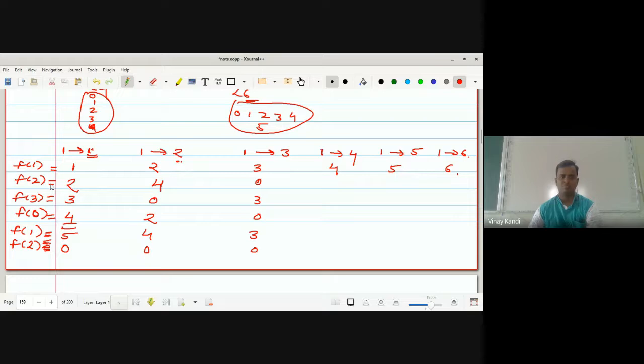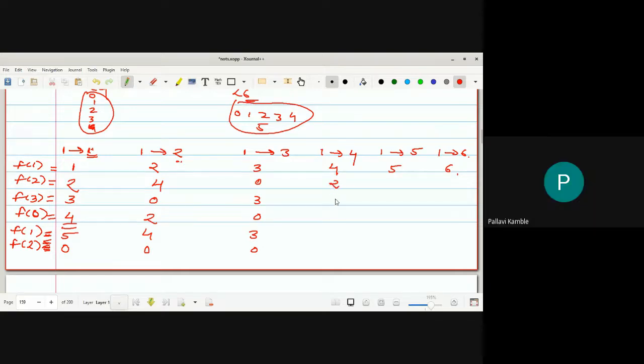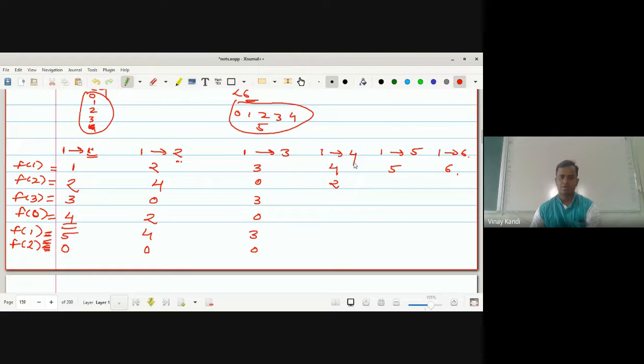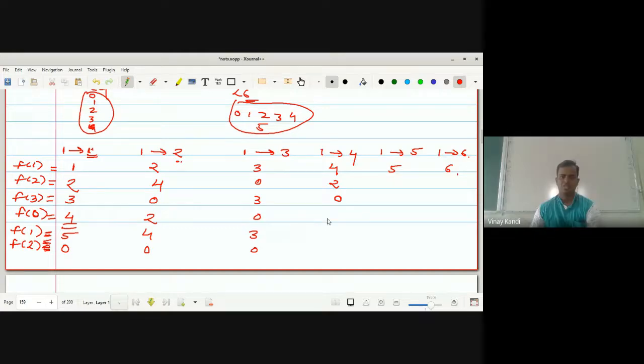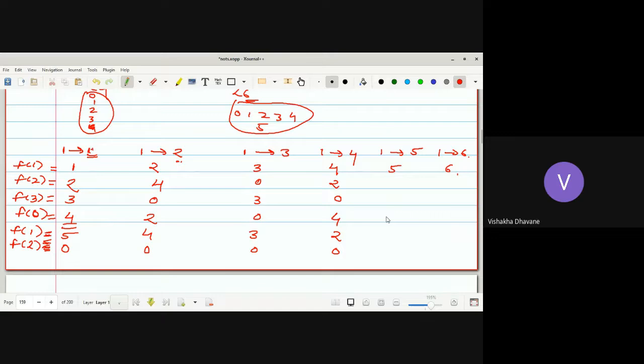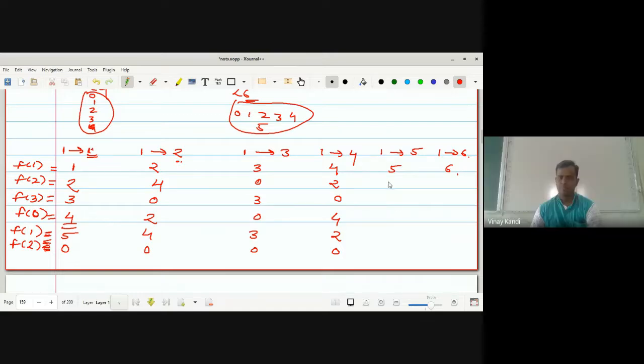Now f of 1 is 4. F of 2 is f of 1 plus f of 1. That is 4 plus 4, 8. 8 addition modulo 6 is 2. What comes next? 12. Addition modulo 6, 0. Okay. 16 addition modulo 6 is 4. 20 addition modulo 6 is 4. Keep adding 4 each time. 24 addition modulo 6 is 0. So 4, 2, 0, 4, 2, 0. Okay, do you understand? Yes sir.